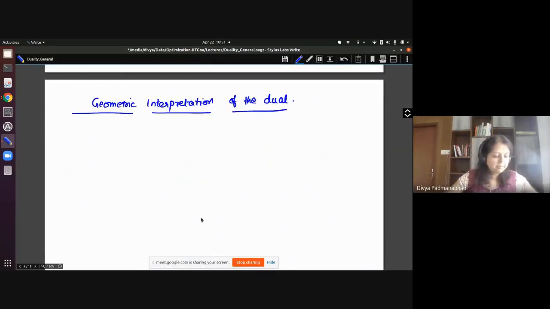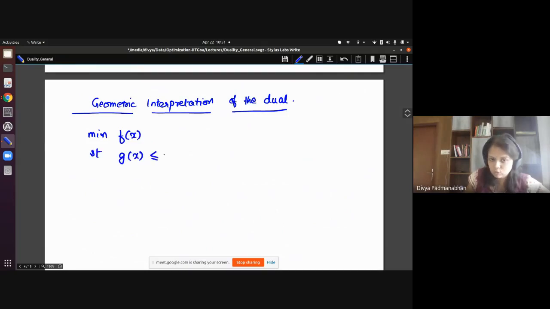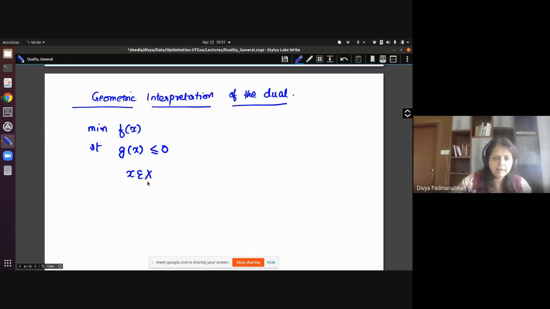Let me take the case where you have one constraint. Suppose I'm considering a problem like this: minimize f of x subject to g of x less than or equal to 0. So I have just one constraint, and x is in X, which let's say is just R^n. This is the problem. In terms of the Lagrangian, there's just one constraint, so let me call this multiplier lambda. So L of x, lambda is just f of x plus lambda g of x, right?